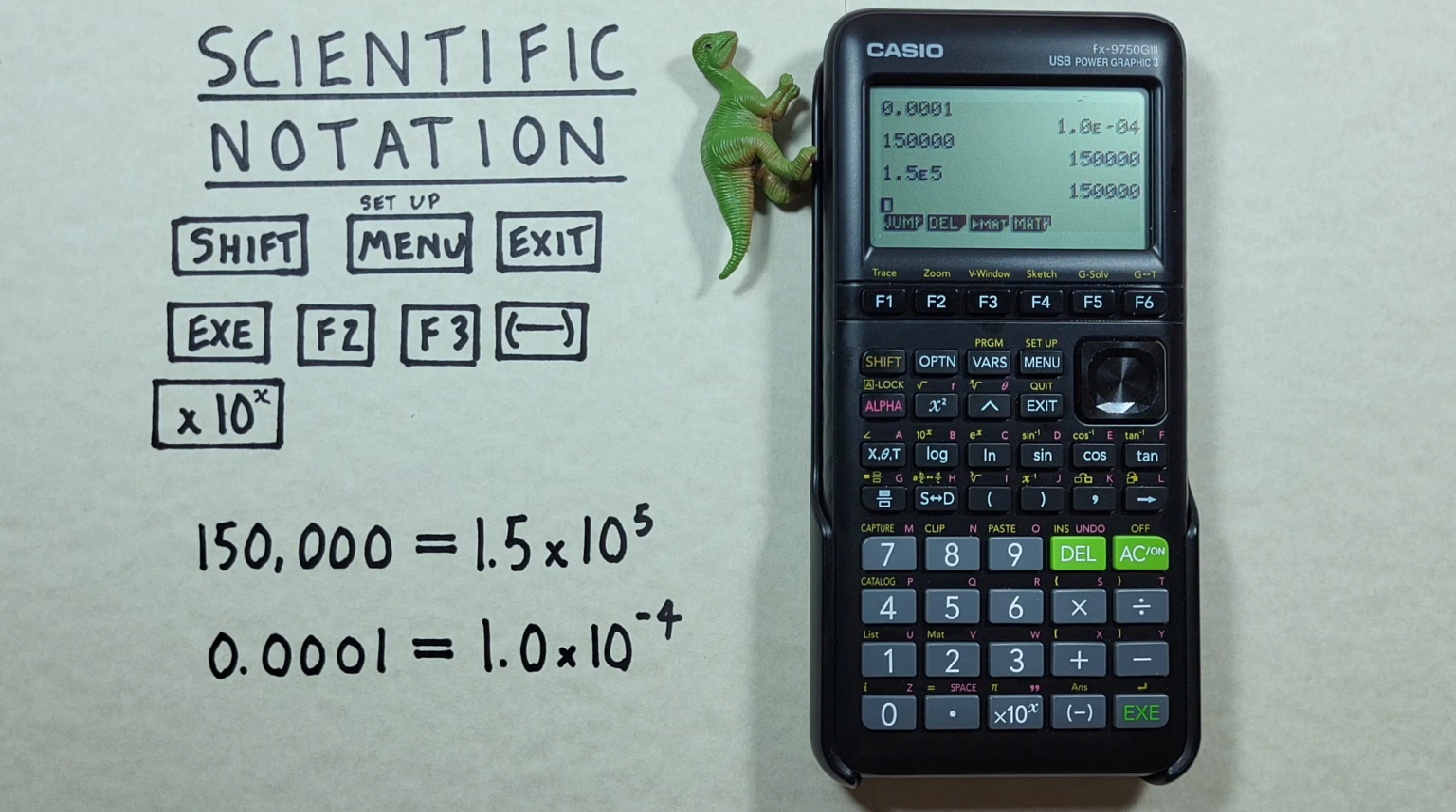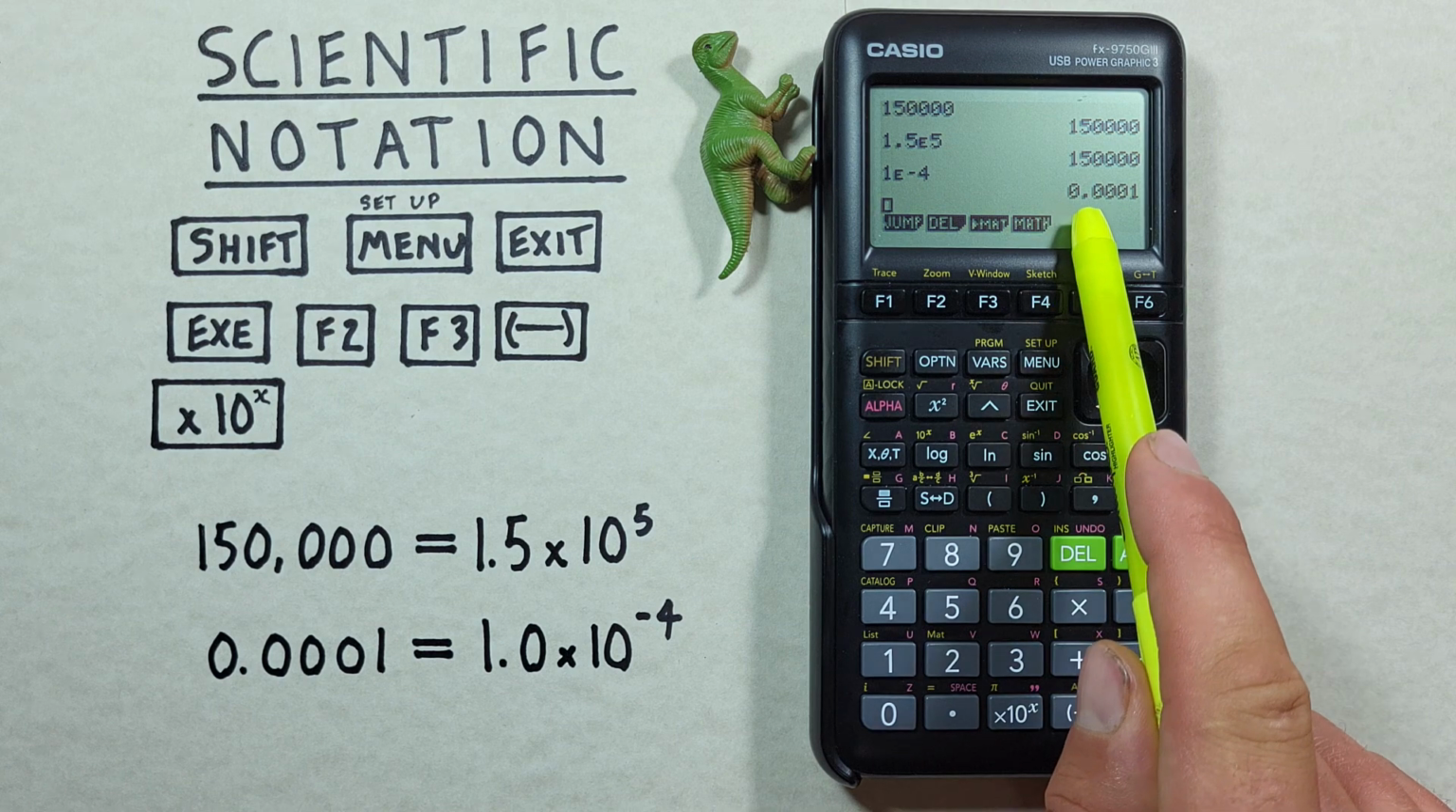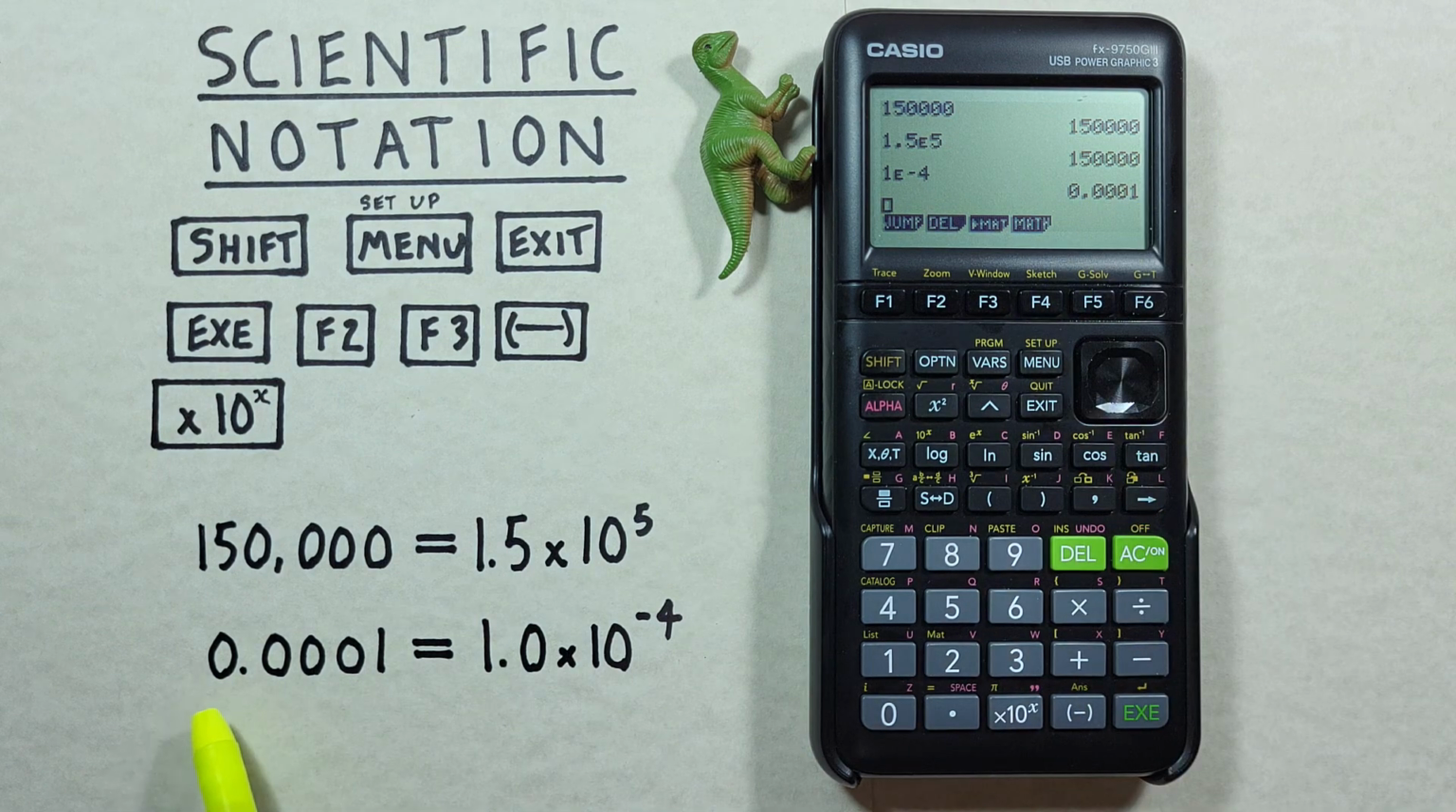And again, this works with small numbers. If we wanted to enter 1 times 10 to the power of negative 4, we would start by entering our 1, and then the times 10 to the x. And then for small numbers, we want to use the negative key, not the subtraction, the negative one down here, and then 4. And if we hit EXE, we see we get 0.001, which is correct.